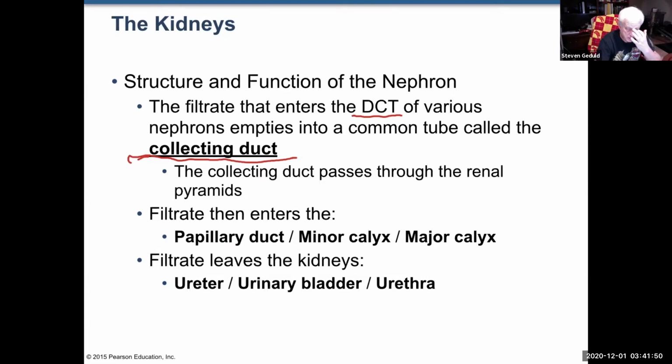Okay, so the collecting ducts now go through the renal pyramids, then it enters the papillary duct, minor calyx, major calyx, goes into the renal pelvis, then it goes into the ureter, urinary bladder, then urethra. Okay, that's the flow of urine.